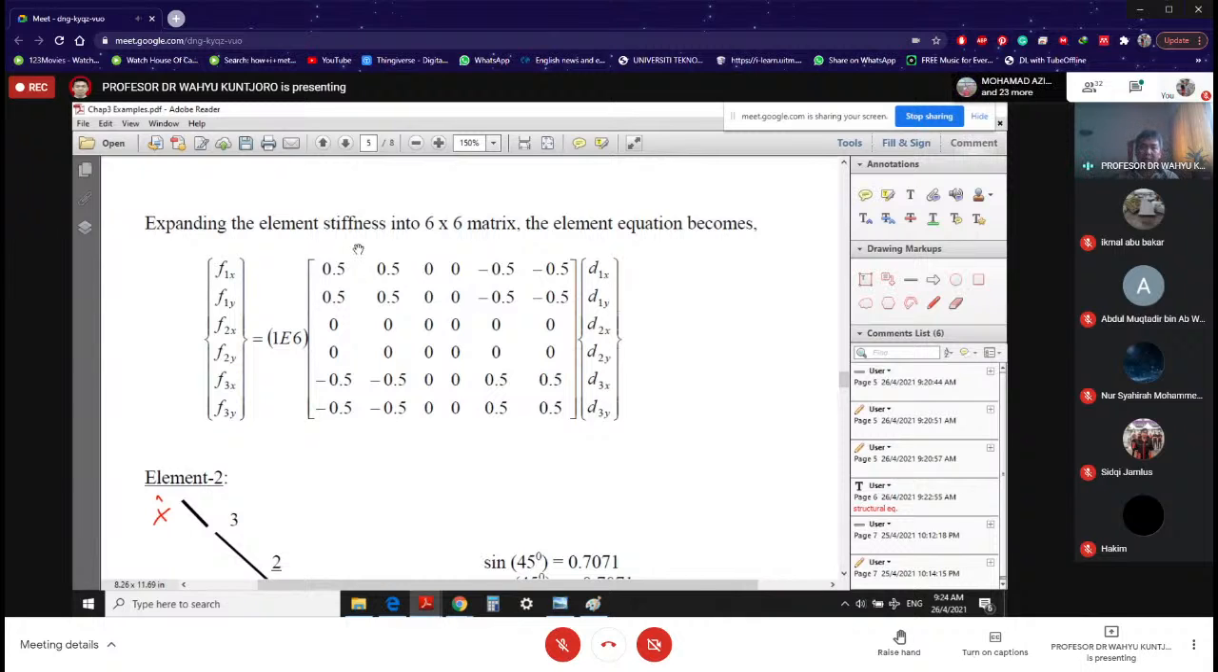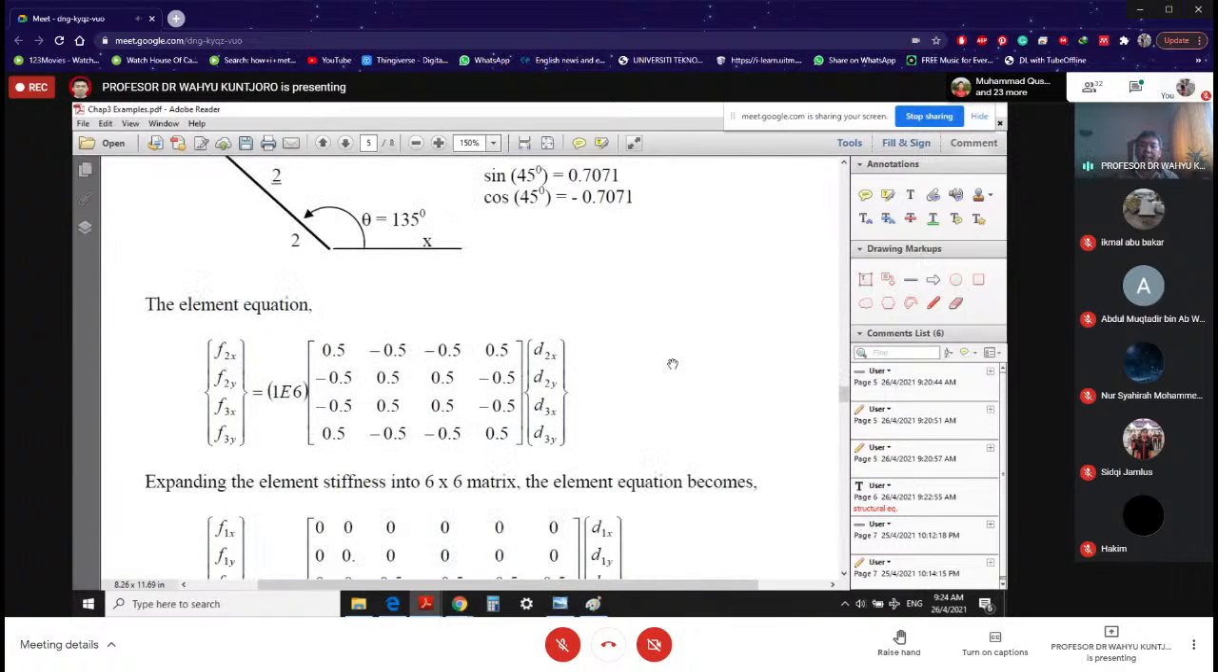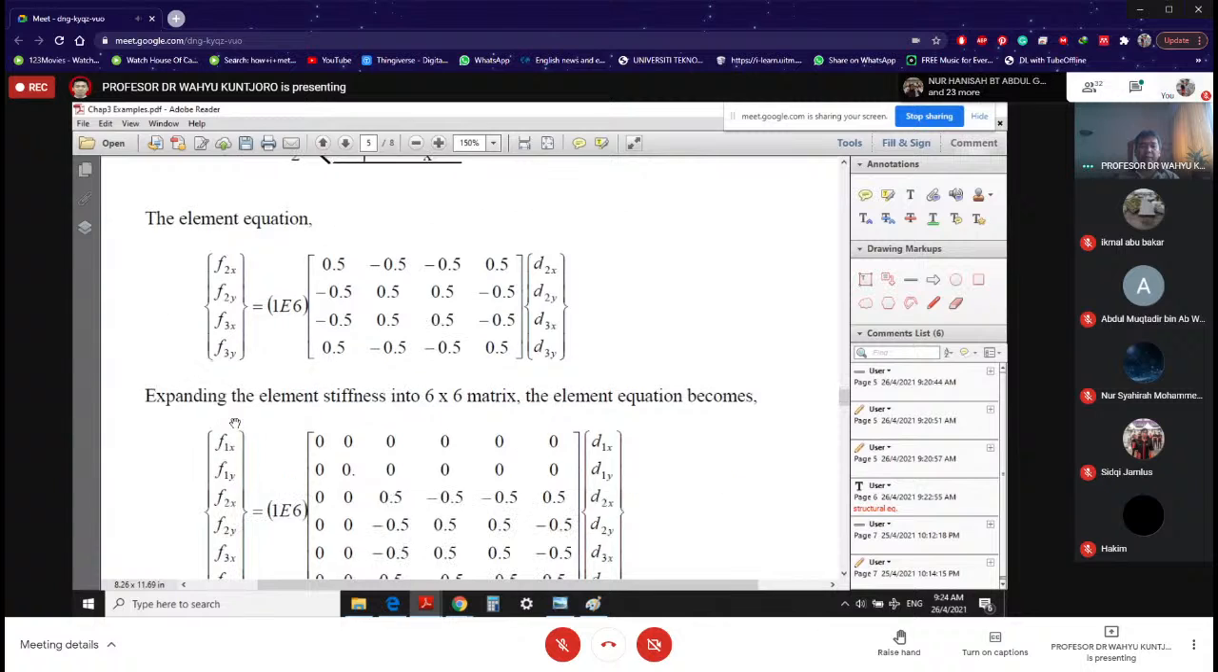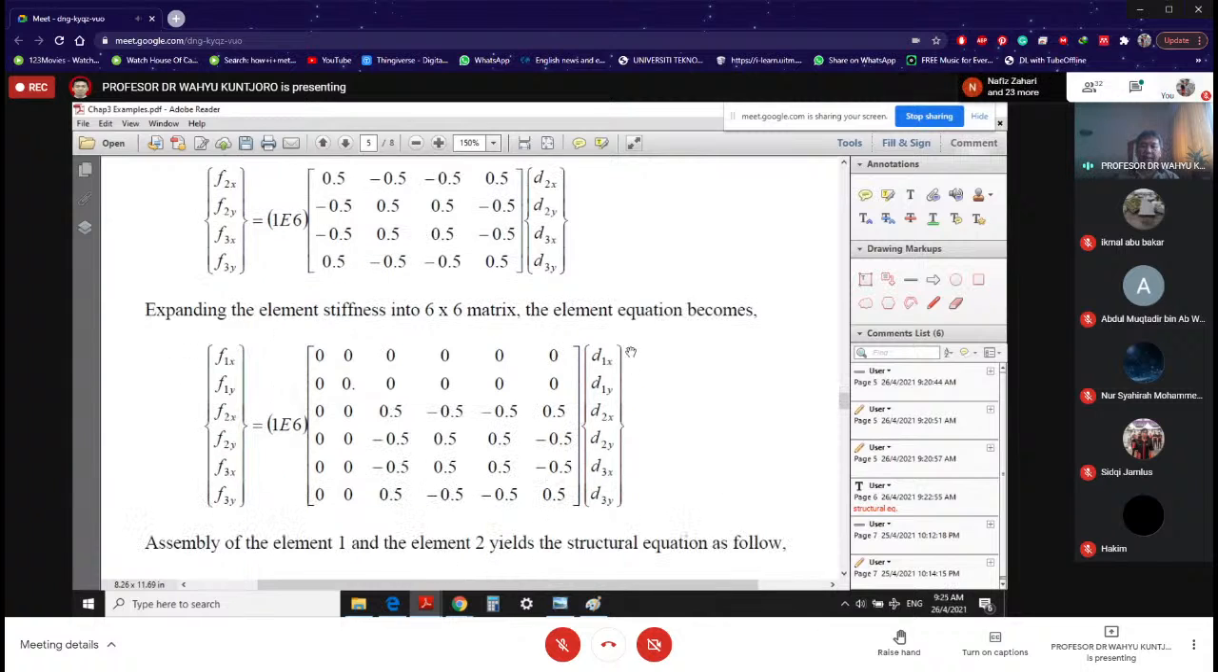Initially, it is only with F1 and F3, but now you insert F2. The same, D1 and D3, but now you insert D2. The same for element number 2. Initially, it is nodes 2 and 3, but now you expand into 6 by 6, which you need to insert F1 and D1. That's the reason why this row is 0, this column is 0. And the rest here is similar to what we have at the top. Make sure you know how to do it. If you cannot do this expansion, then I can guarantee that you cannot answer your test number 1.